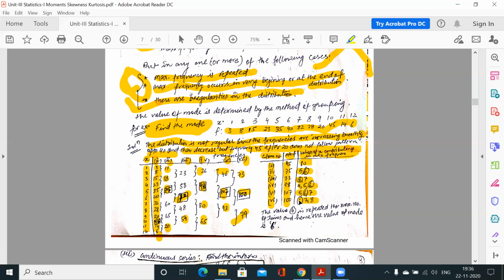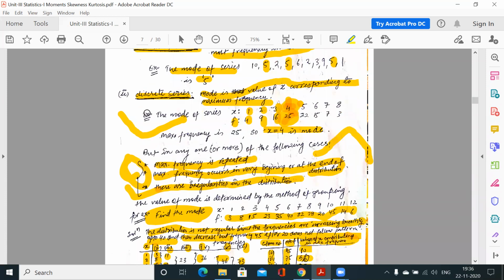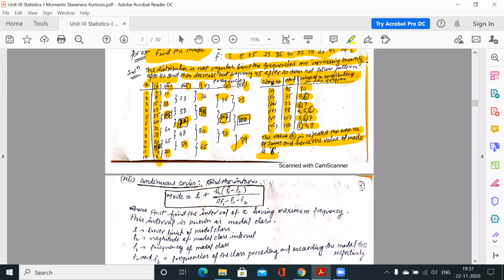So 6 appears 5 times. So 6 is our mode. The value 6 is repeated the maximum number of times. Hence the value of the mode is 6. So this is the process for calculating the mode in a discrete series, when the maximum frequency occurs at the very beginning or at the end of the distribution, or there are irregularities in the distribution. So we apply the grouping method.